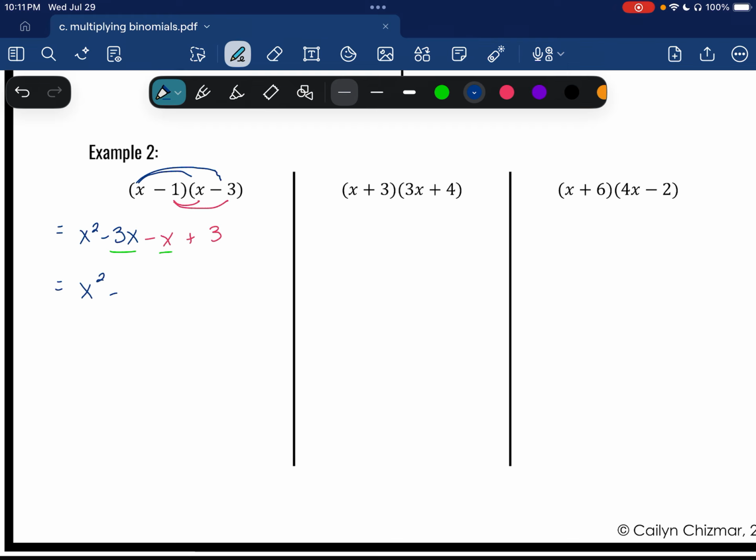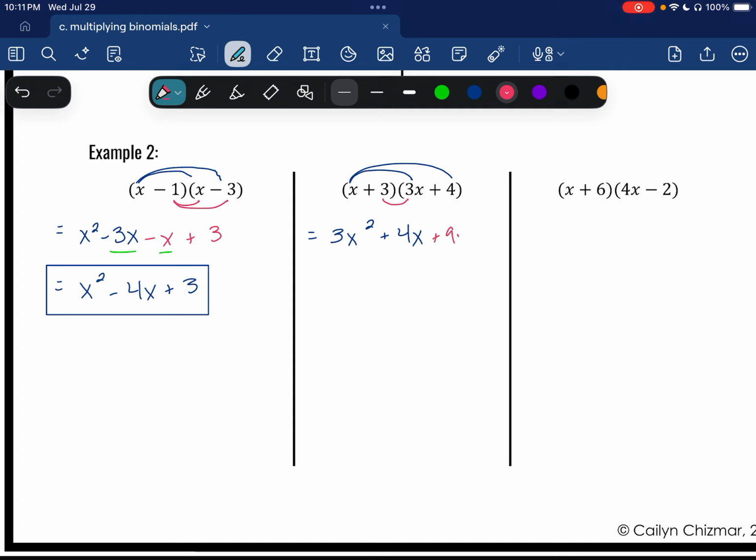minus x times 3x, x times 4, 3x squared plus 4x. There's 3 times 3x, that's going to be plus 9x. 3 times 4, plus 12. And now we've got 4x, 9x, putting that together, so 3x squared, 13x plus 12.